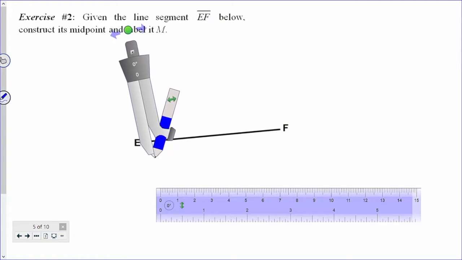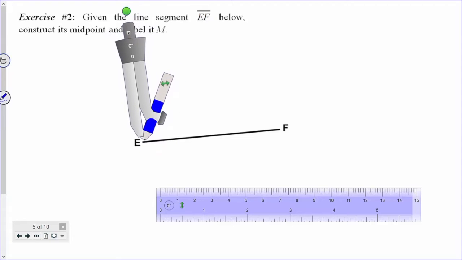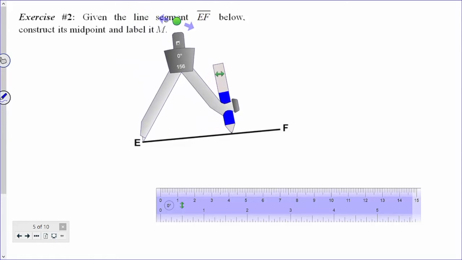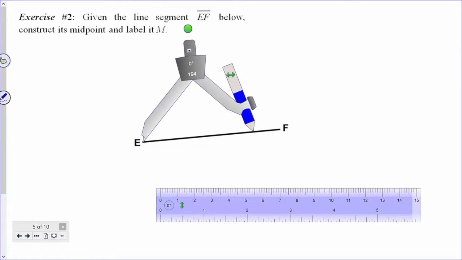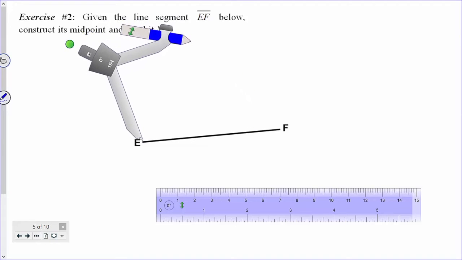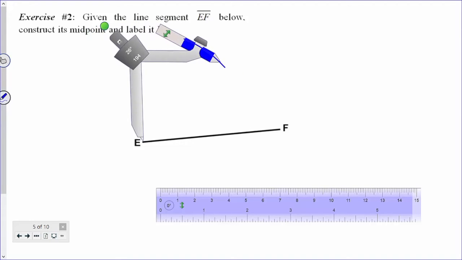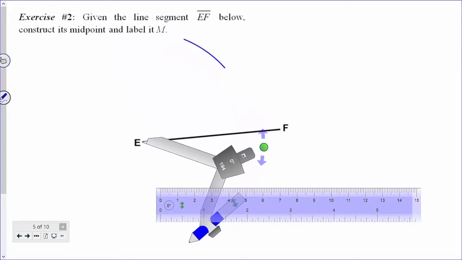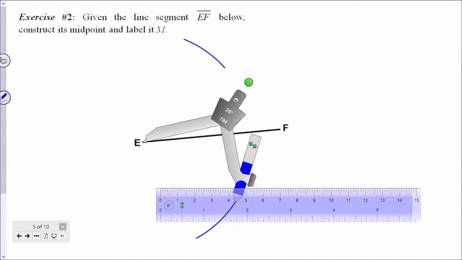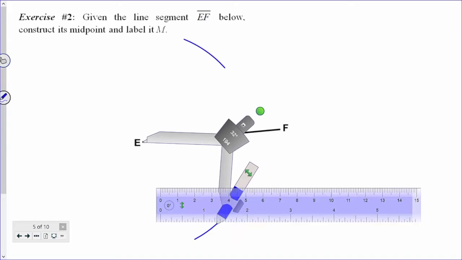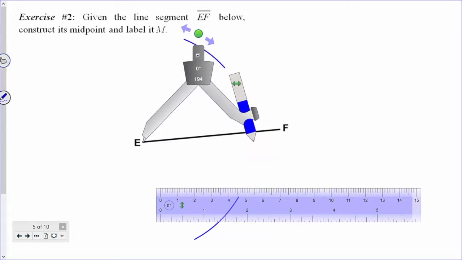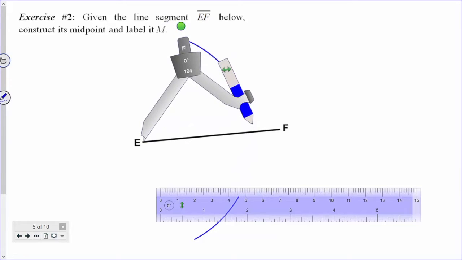I'm going to put my compass, sharp end at E. I'm going to stretch that radius out so that it's more than half the length of EF. I'm going to bring it up and draw an arc up here. And just so that the picture doesn't get too bad, I'm going to also draw an arc down here, but I won't draw an arc all the way through. You absolutely could.